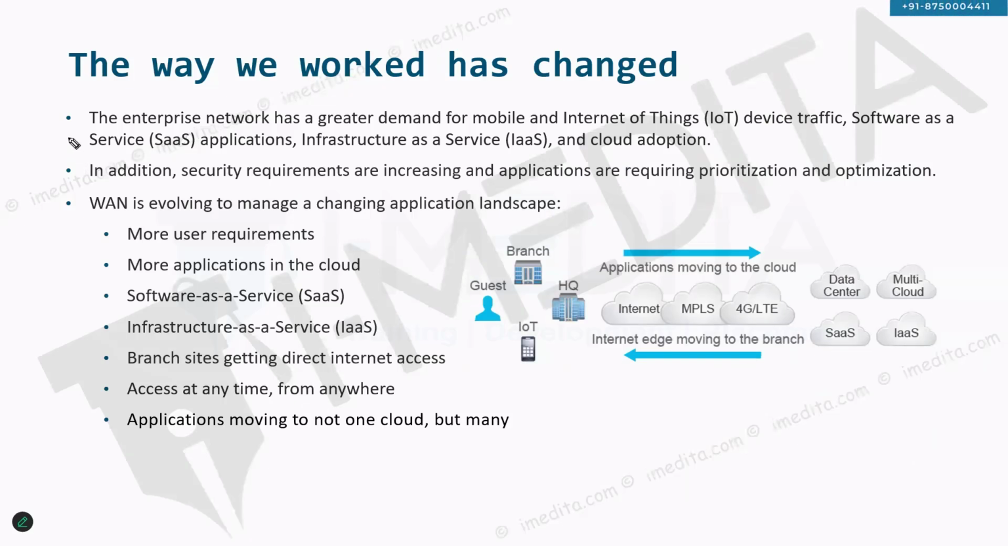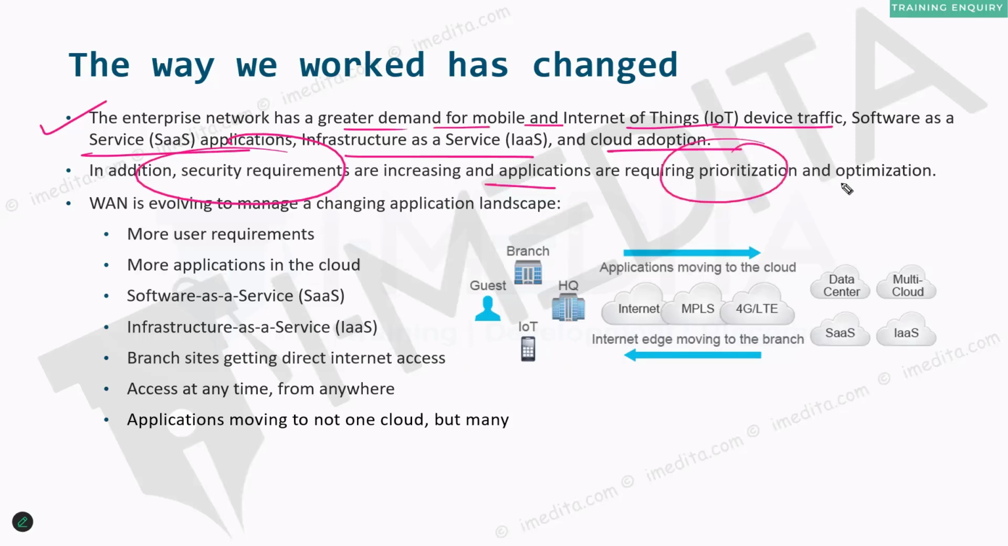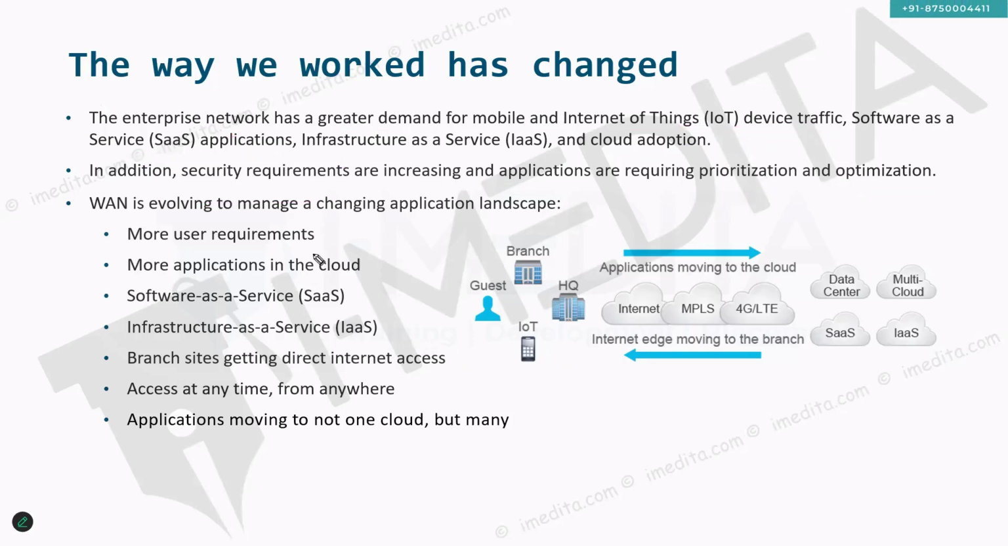So what has changed actually? The enterprise network now has a greater demand for mobile, Internet of Things, IoT traffic, SaaS applications, infrastructure as a service, cloud adoption, security requirements, and application priority optimization. As compared to the traditional wide area network, the current WAN is evolving to manage this challenging application landscape. There are more user requirements nowadays in the modern WAN as compared to the older or legacy WAN.